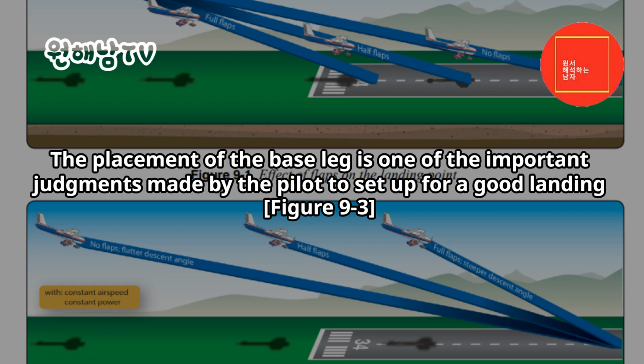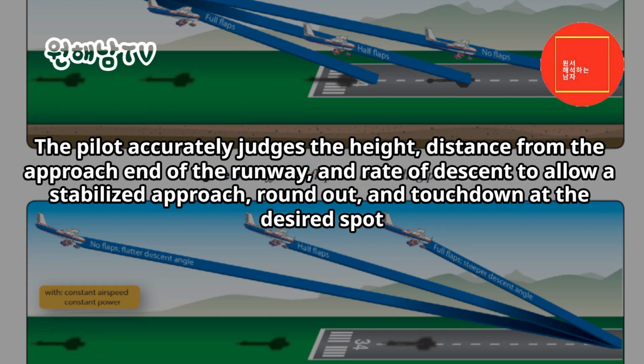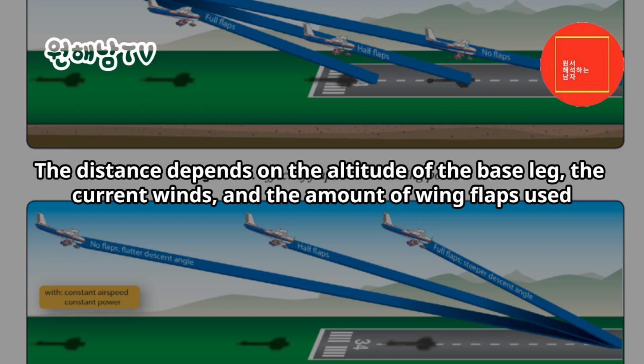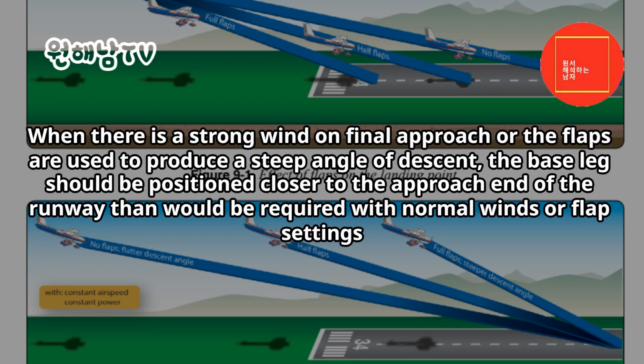Figure 9-3. The pilot accurately judges the height, distance from the approach end of the runway, and rate of descent to allow a stabilized approach, round out, and touchdown at the desired spot. The distance depends on the altitude of the base leg, the current winds, and the amount of wing flaps used. When there is a strong wind on final approach or the flaps are used to produce a steep angle of descent, the base leg should be positioned closer to the approach end of the runway than would be required with normal winds or flap settings.